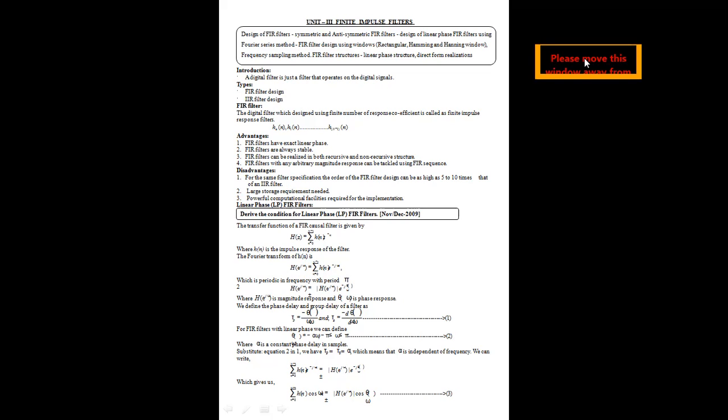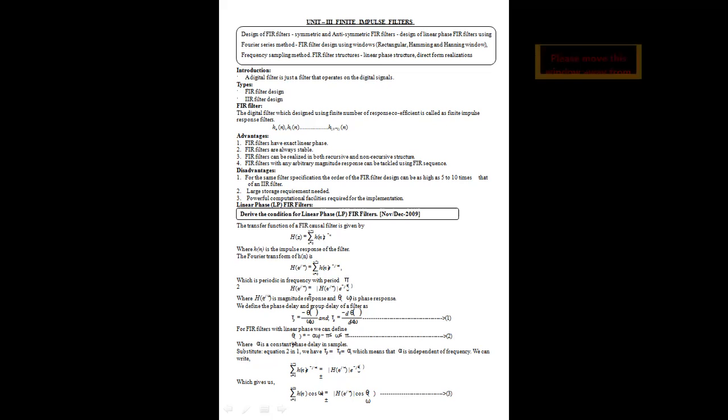Finally, we need to know how to realize the FIR filter structures. There is a linear phase structure and direct form realizations. So these are all the topics to be seen in finite impulse response filters. Now let me give an introduction to FIR filters.